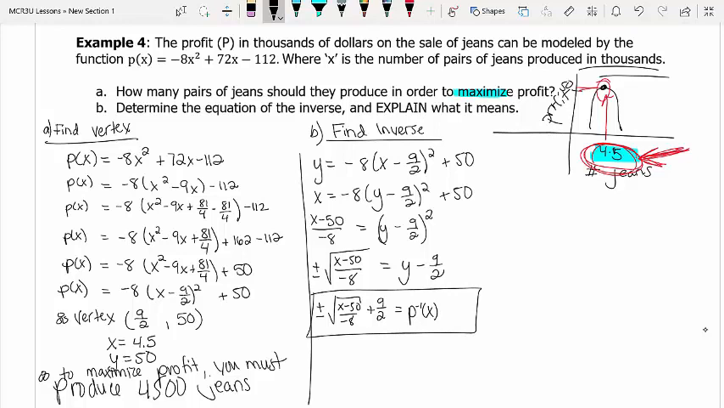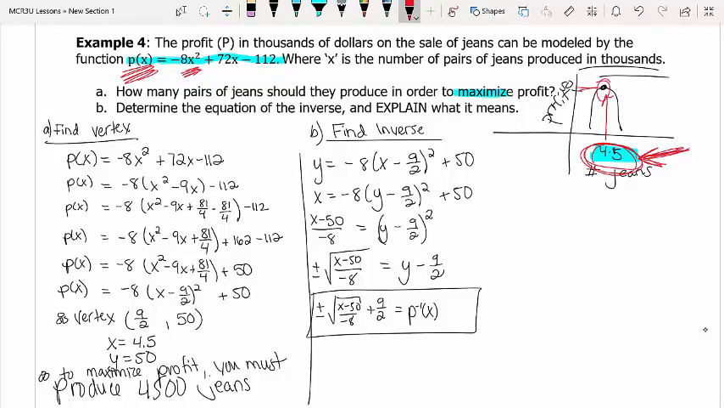Now we have to explain what this inverse equation means. To do that, we're going to look at the wording of the original question and pay close attention to what each variable represents. So in p at x, not the inverse, just regular p at x, x represents the number of jeans and p at x is the profit. Okay, so this equation is set up such that if you plug in the number of jeans as your input, your x value, this equation outputs or tells you what your profit is going to be.